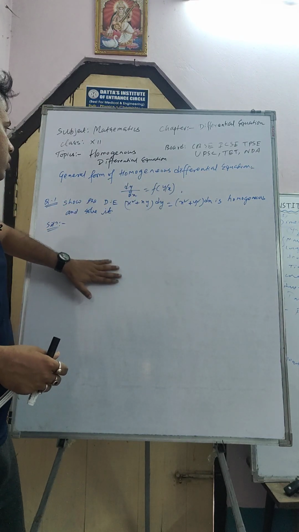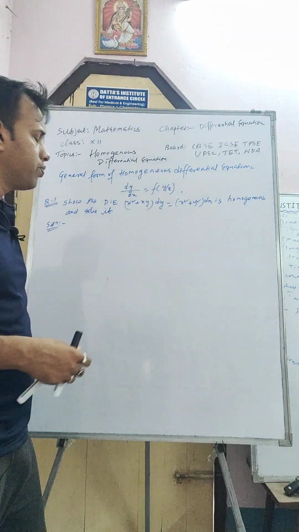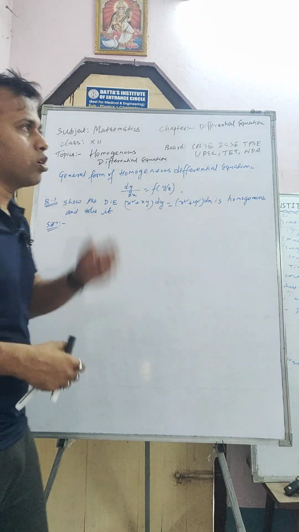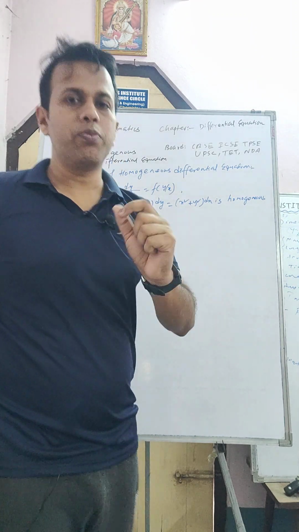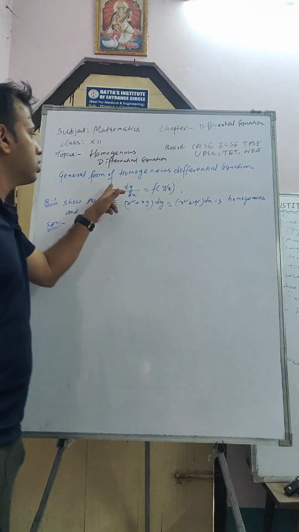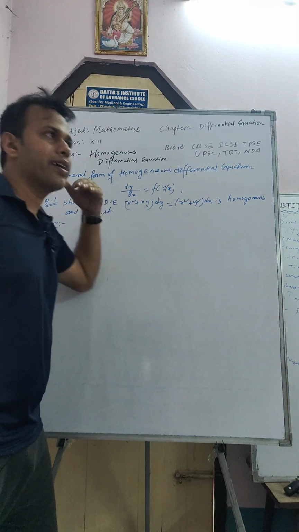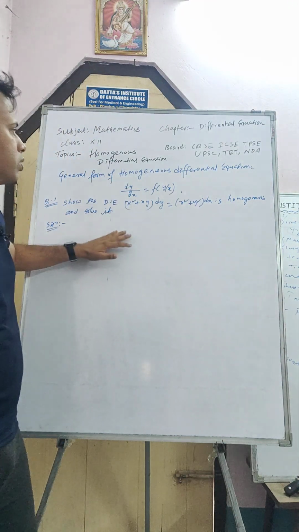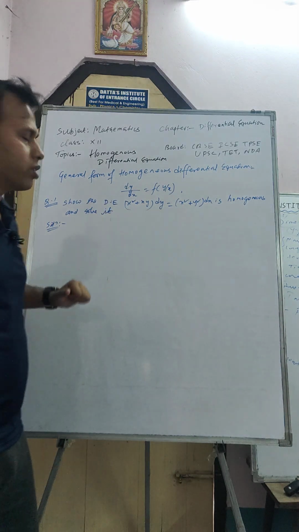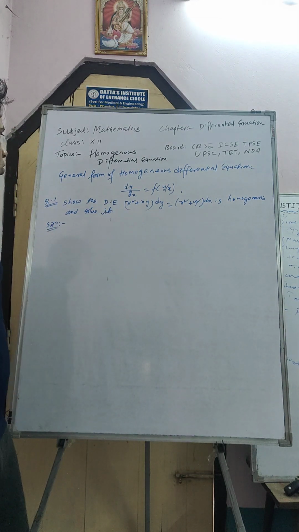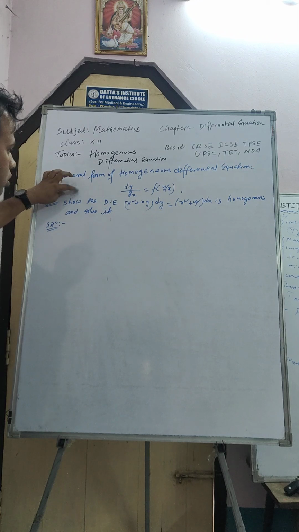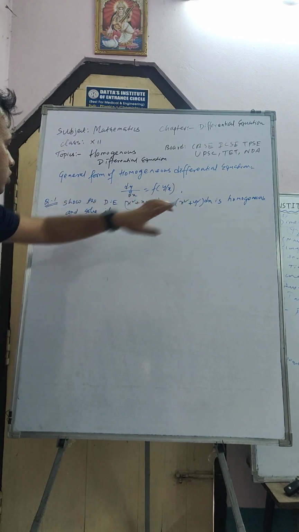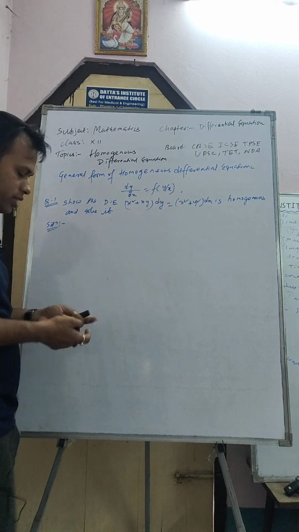Now how can you solve this? To solve a homogeneous differential equation, we have to put y equal to vx, if it is in the dy by dx form. And if it is in the dx by dy form, then we have to put x equal to vy. So now there is one question. First question: show that the differential equation is homogeneous and solve it. So let's try.